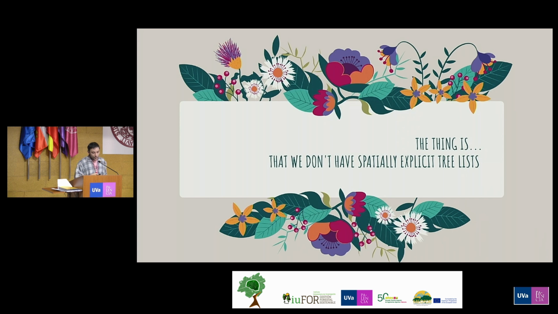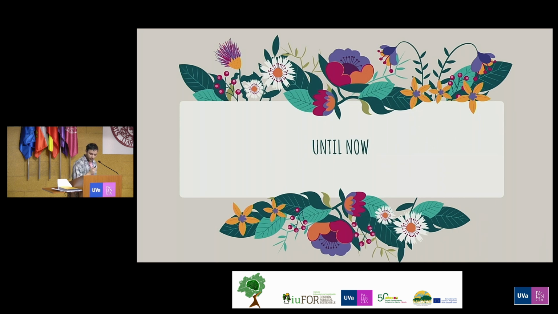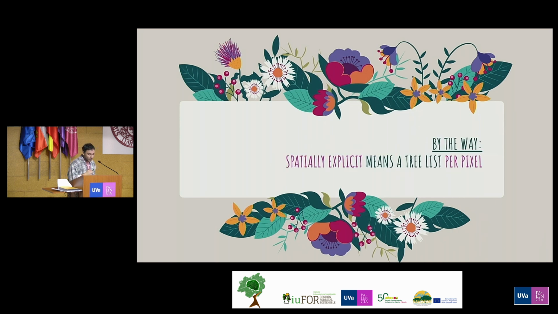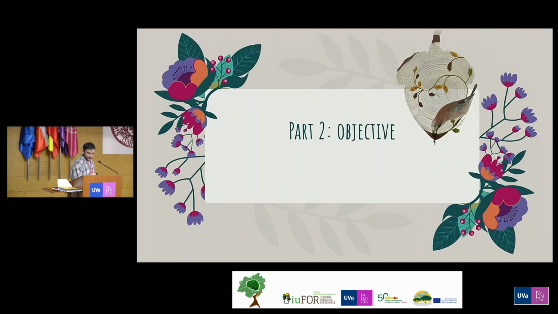The thing is that we don't have spatially explicit tree lists for all of Spain, okay? Until now, that we are working on that. And by the way, spatially explicit means basically a tree list per pixel. That is, we're working on grids or pixels. We are working with rasters, okay? And in each pixel, we are going to have a tree list. This is basically, okay, I'm going to tell you in a few minutes.